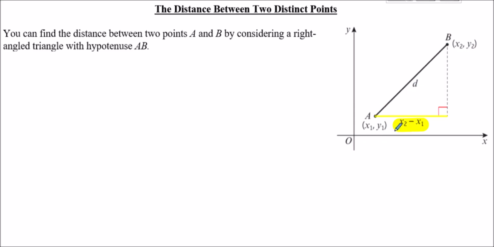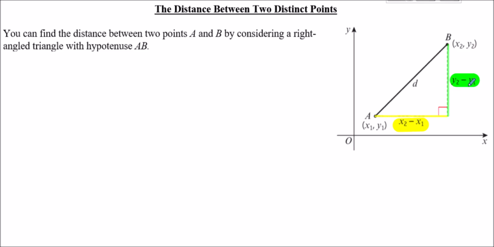So first of all, we can see the horizontal distance between these two is going to be given by x2 minus x1. This yellow highlighted line I've added in here. In a similar way, the vertical distance is going to be the distance between the y-coordinate of B and the y-coordinate of A. So this distance here is going to be y2 minus y1, which I've added in here using green. So now we can apply Pythagoras.